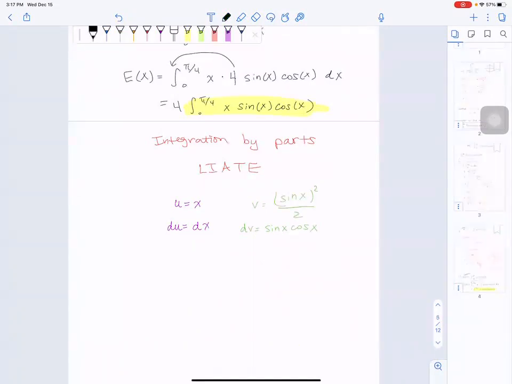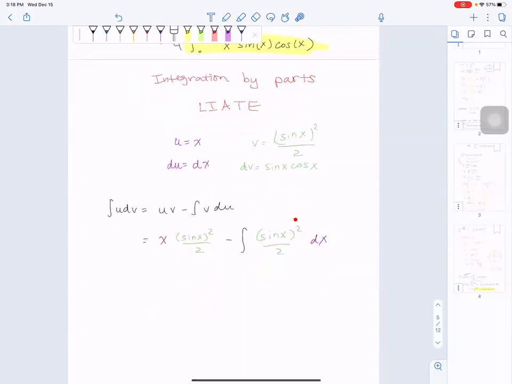Okay, so now we can follow our formula. Integral of u dv equals uv minus integral of v du. We plug in our parts. So plugging in u, plugging in v, minus, plug in v, and plug in du, which is this. Okay. So now at this point, our question is, what is this integral? Like sine of x squared over 2.